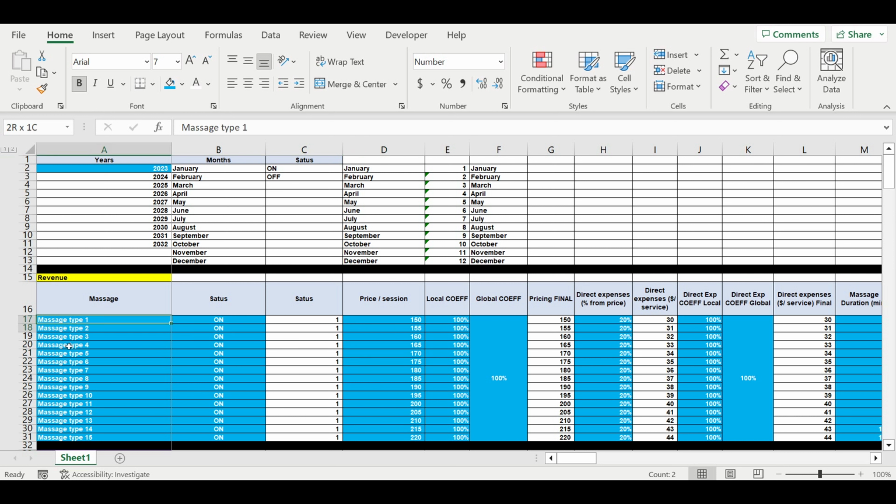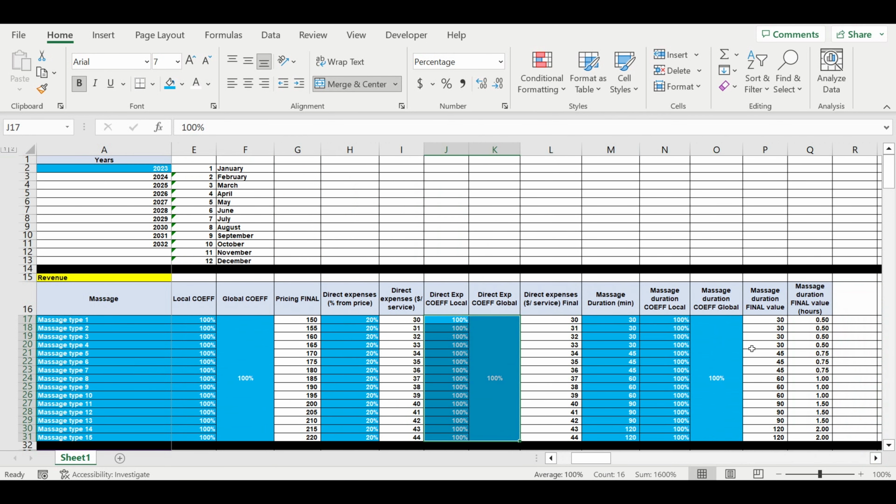So first of all, we start with describing our services. We are creating algorithms to switch on and off for different types of massage, from calculations to see the simple discounted payback period in this or that scenario. Then we describe pricing, then we add coefficients to prices, to massage prices. Then we describe the level of direct expenses inside massage prices, add coefficients for direct expenses.